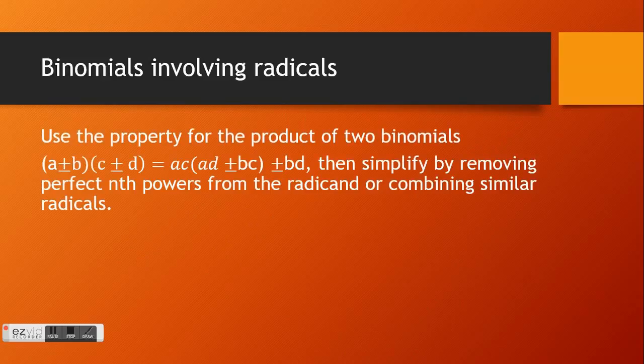Binomials involving radicals. Use the property for the product of two binomials. So, we need to remove the perfect nth powers from the radicand, or combine like terms or like radicals. For example, the quantity square root of 2 plus square root of 7 times the quantity square root of 8 minus square root of 6. So, we multiply using the FOIL method.